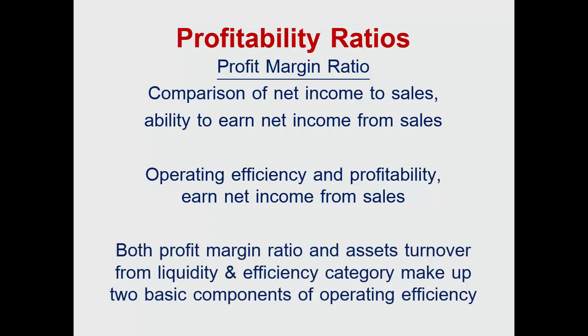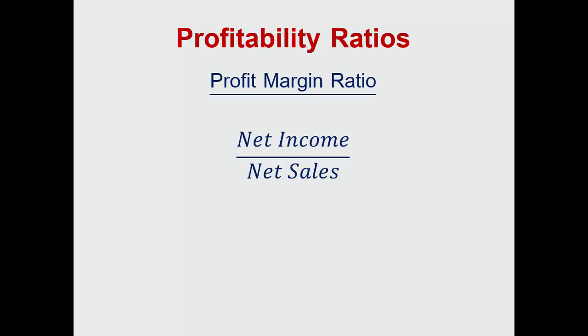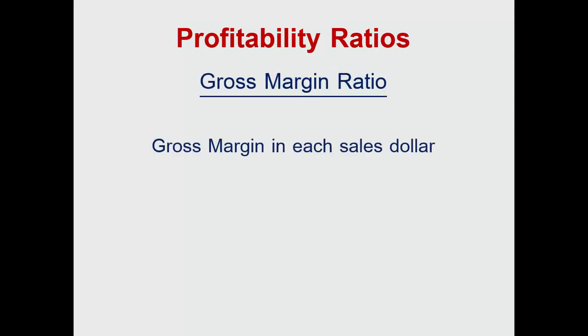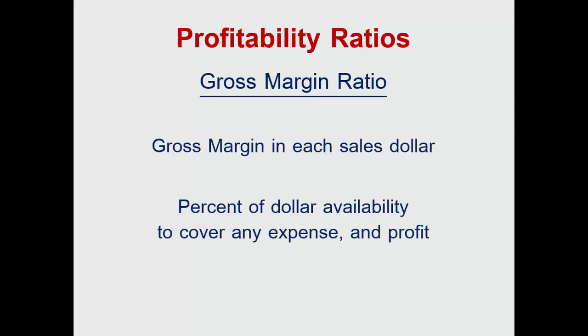Now, both the profit margin and the asset turnover ratio we looked at earlier in the liquidity and efficiency category are two basic components of operating efficiency. Profit margin is net income divided by net sales. It's a ratio expressed as a percentage, as is the gross margin. And what is the gross margin? Percentage of dollars available to cover any remaining expenses after cost of goods sold.